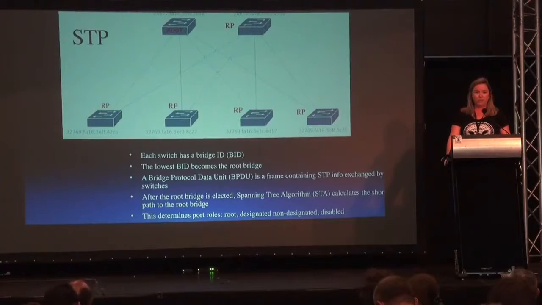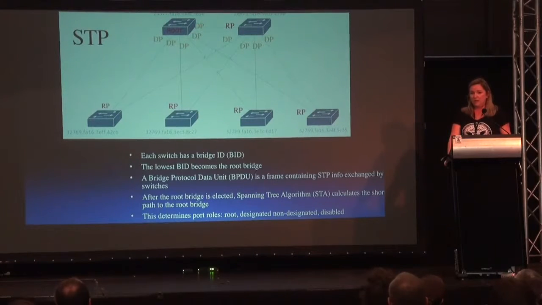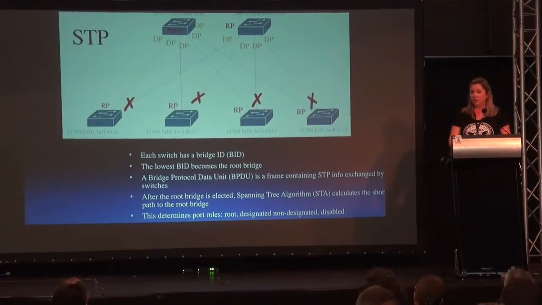Once the root port election happens, the designated ports are elected, and these are, for each link, which port is closest to the root bridge. So in this situation, these would be the designated ports. Once root ports and designated ports are elected, the rest of the ports go into blocking state, and that's to stop those loops in the network.